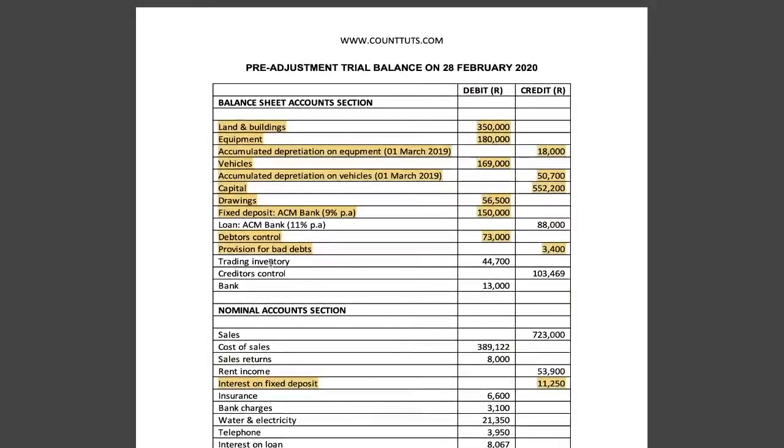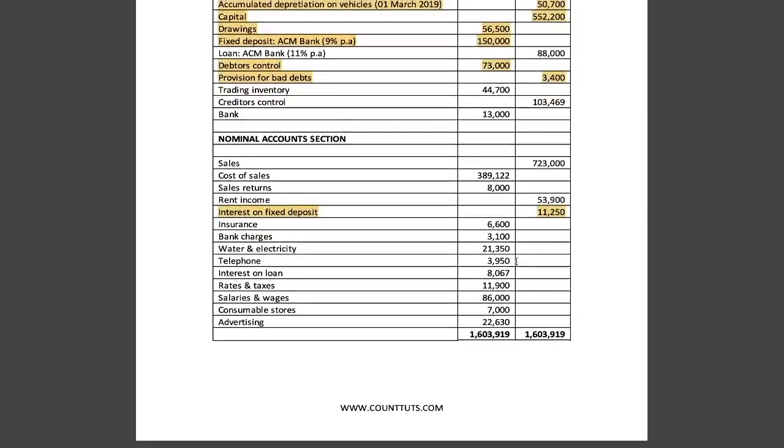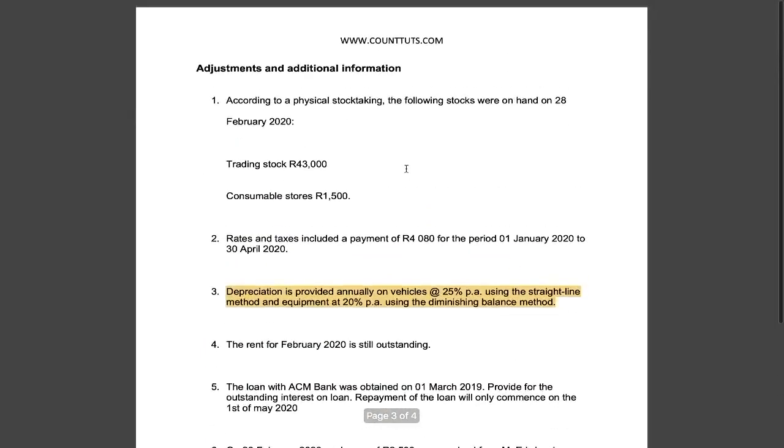the trading inventory, and we are told it's 44,700 rand. Now we look at the additional information that we are given, and we have the note 1 here. We are told that according to a physical stock taking, the following stocks were on hand on 28 February 2020. And we are told that trading stock is 43,000 Rand and consumable stores is 1,500 Rand. Now, one thing to note here is that the trading stock after the physical stock taking is the actual trading stock that is in our stores, because they counted and they saw it's actually 43,000 Rand worth of trading stock.